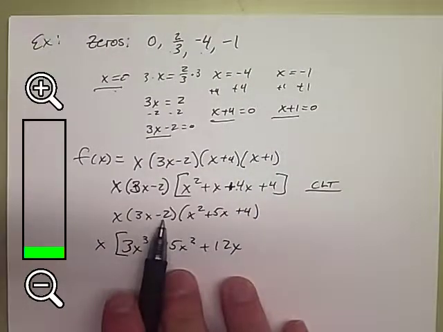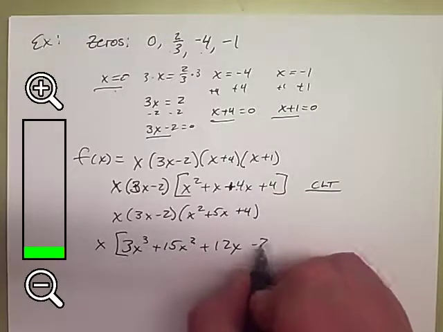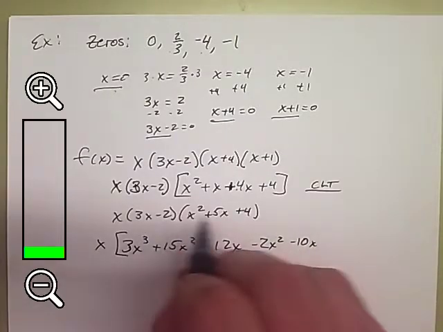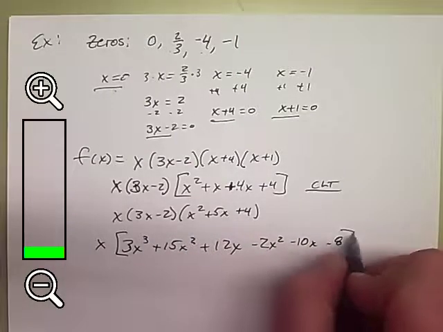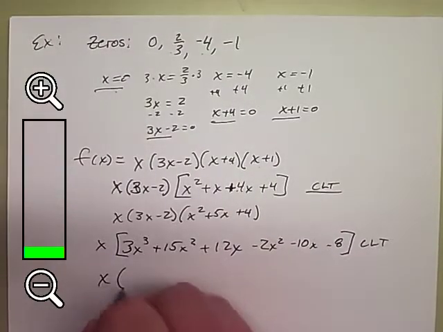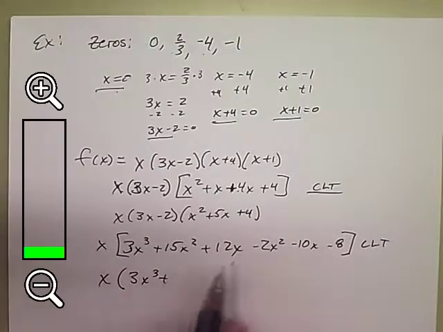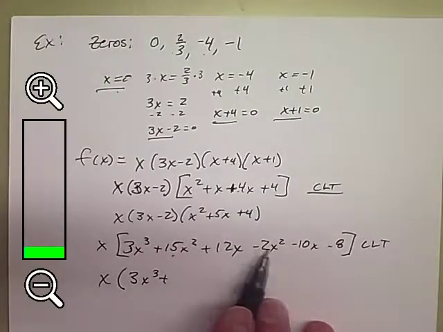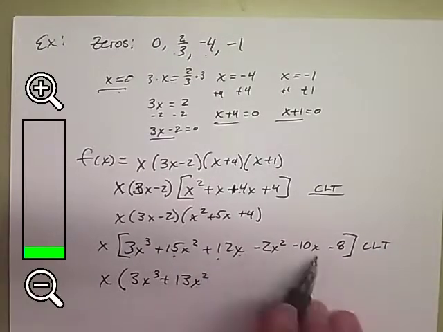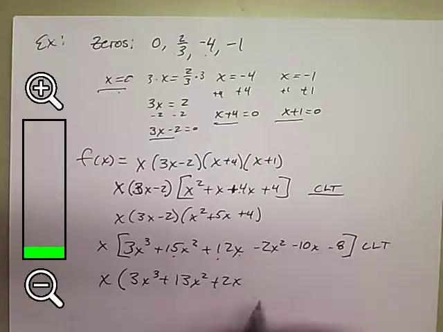Now we got to send the negative 2 over. Negative 2 times x squared is negative 2x squared. Negative 2 times 5x is negative 10x. Negative 2 times 4 is negative 8. Now I got to combine my like terms. There's only one x to the third. And then I have 15x squared and a negative 2x squared to give me 13x squareds. Positive 12x and negative 10x gives me a positive 2x and a negative 8.